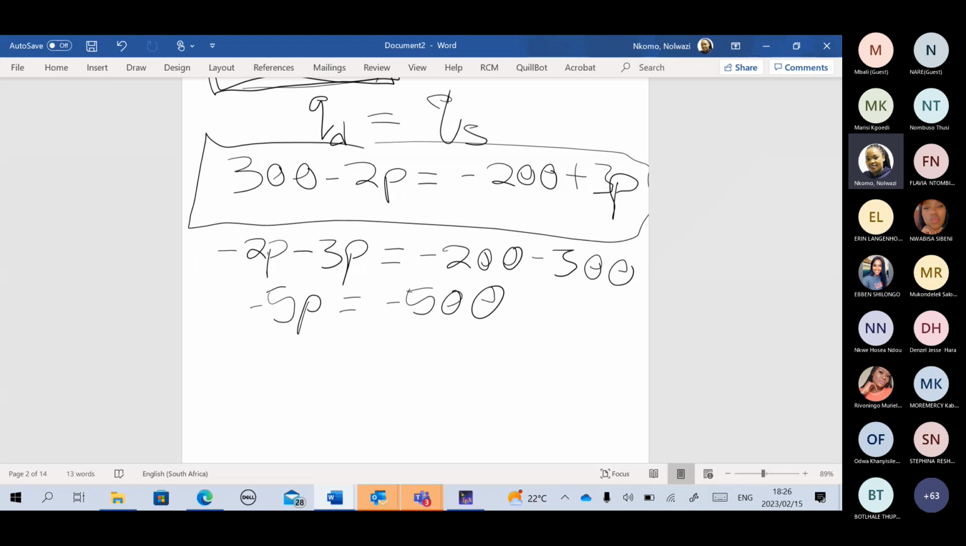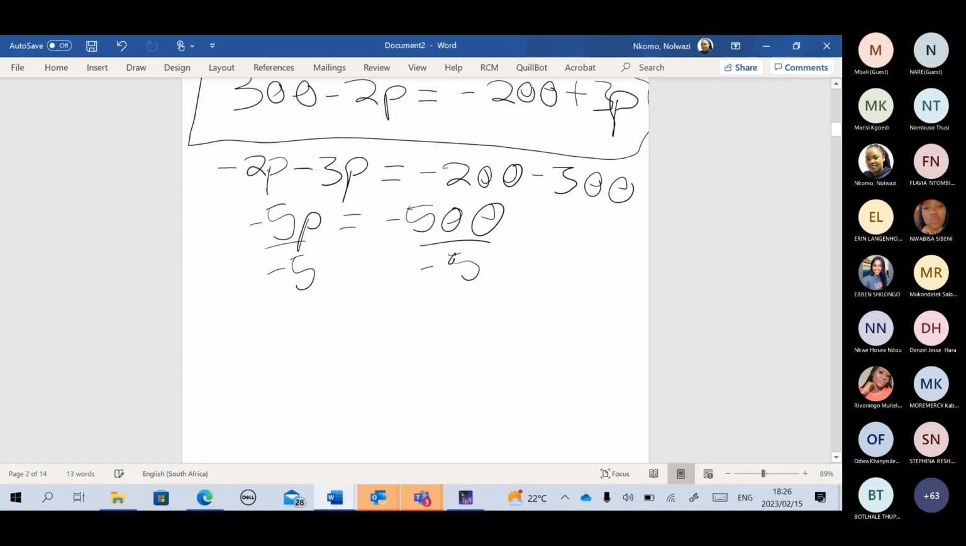But the aim is to solve for P here, and we have minus 5P. That means we need to divide by minus 5 on both sides. And if we do that, this and this will cancel out, and we'll have P equals 100. Okay, this is the price. This is the equilibrium price. And remember, we will also find the equilibrium quantity.